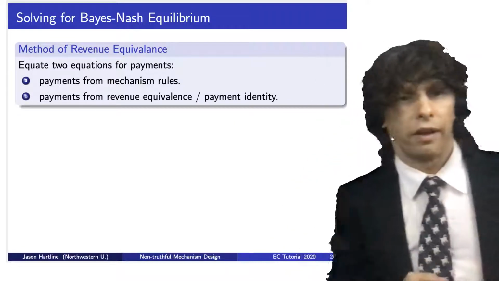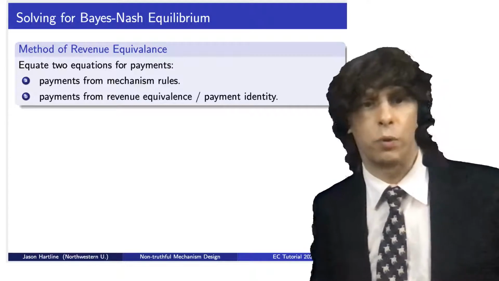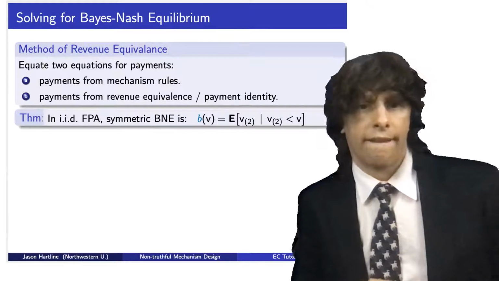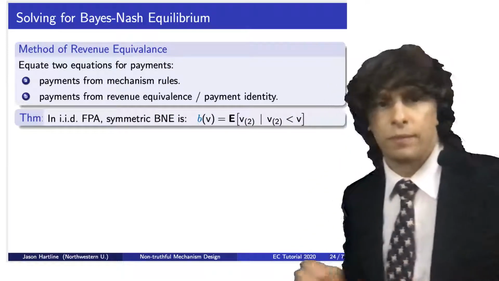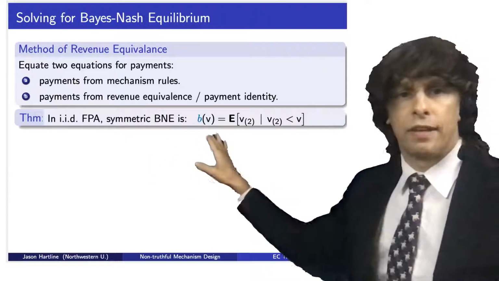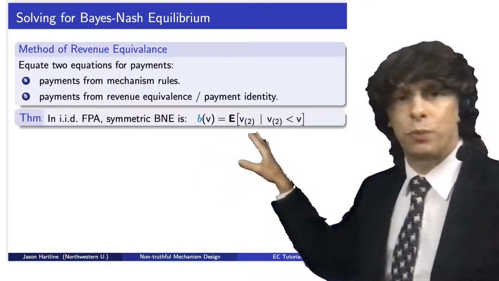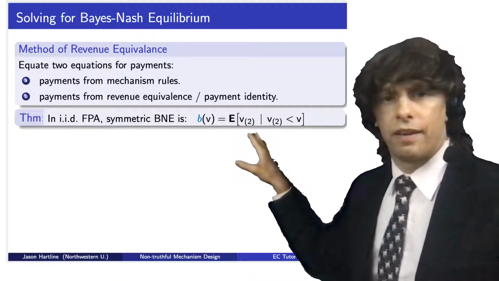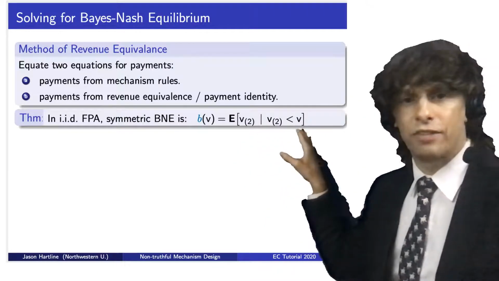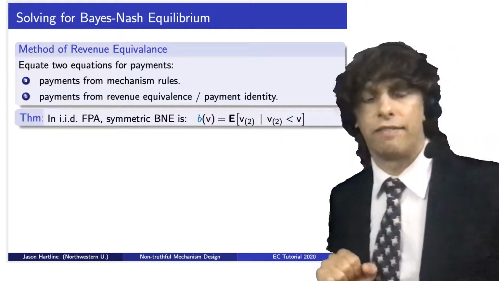Great. So first, we're going to look at solving for Bayes-Nash equilibrium using the method of revenue equivalence, equating two equations for payments. Great. Our theorem is going to be the following. In the IID first price auction, the symmetric Bayes-Nash equilibrium has the bid function of the agent being equal to the expected second highest value conditioned on the value being the highest value, meaning conditioned on the second highest value being less than the value.